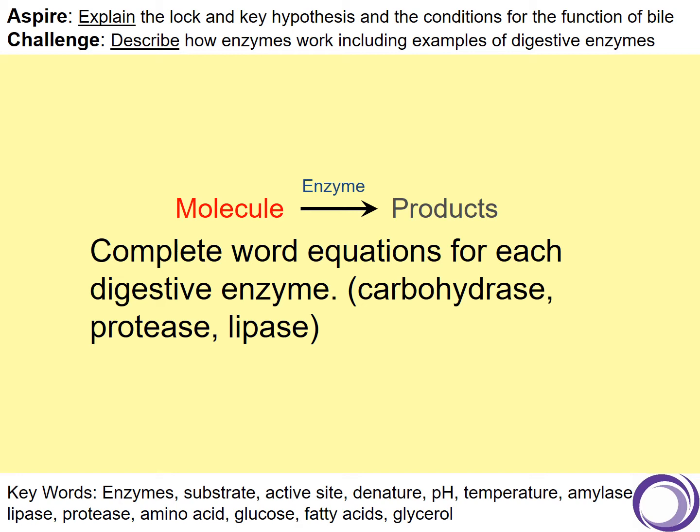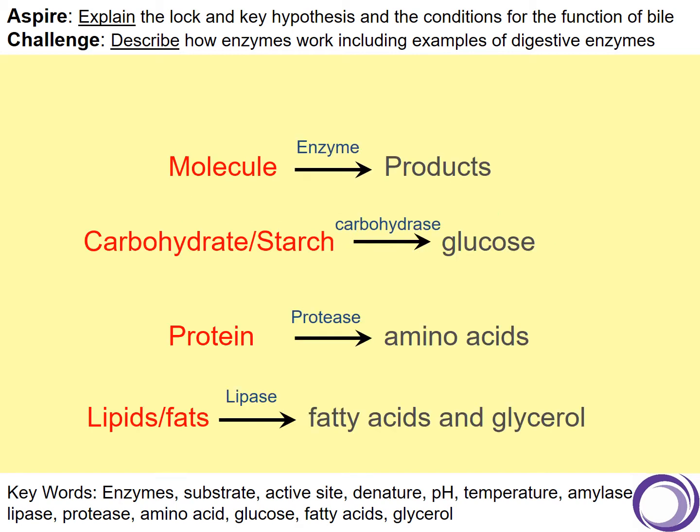So these are the types of equations you might come across. I'm not going to ask you to complete these, it's just so you're aware. So carbohydrates or starch is broken down by carbohydrase, and what we call the products, what's made, is the glucose. Protein is broken down by protease, and the products are amino acids. And then lipids or fats is broken down by lipase, and the products are fatty acids and glycerol.